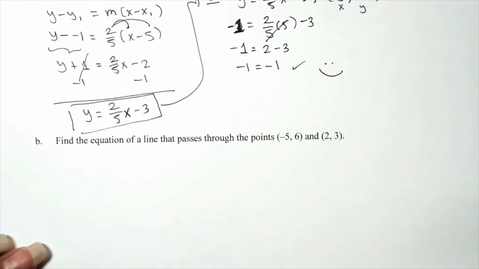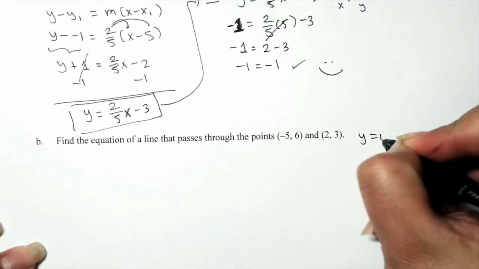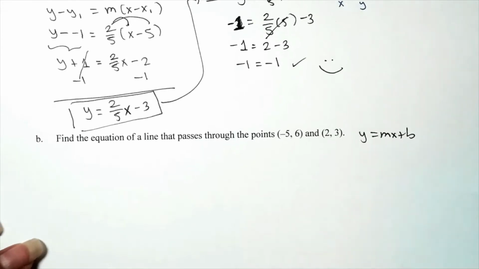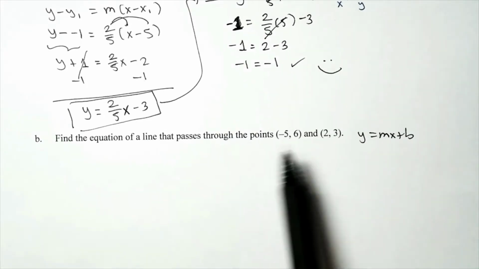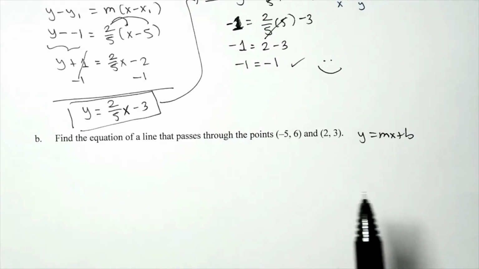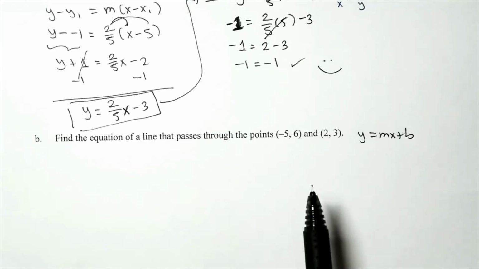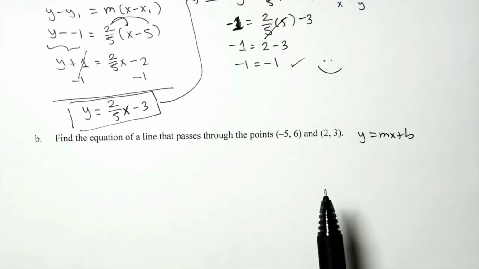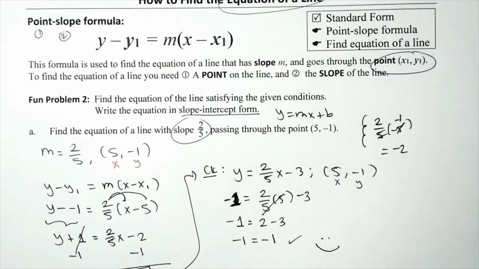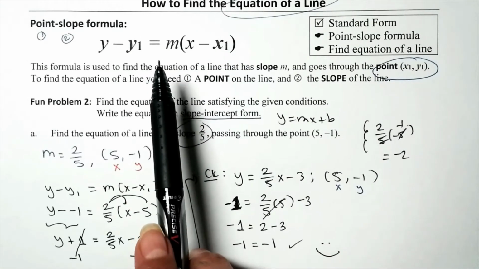All right, problem B. So it says find the equation of a line that passes through the points -5, 6, and 2, 3. Okay. So we know that our equation has to be in slope-intercept form. Fantastic. Unfortunately, we don't have a slope, okay? All right. Now, we're going to use the point-slope formula to find the equation of a line. Again, when do we use the point-slope formula? We use it when we want to find the equation of a line.